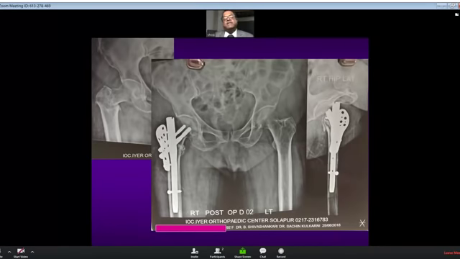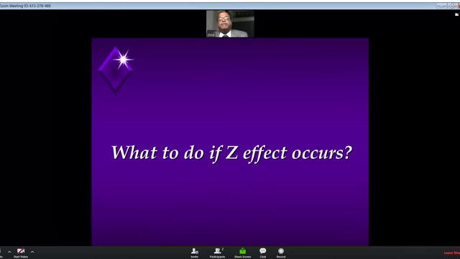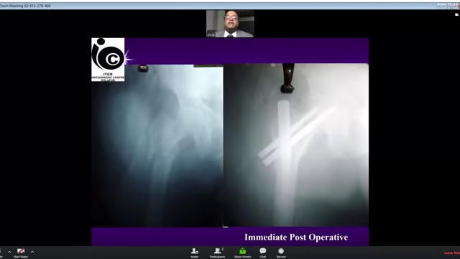If the lateral wall is missing, either you can use a plate or a washer and compress against that, or you can even compress against the nail as shown earlier. So now the detection technique, and also the screw position, and also how to compress the fractures, we know how we can minimize the Z effect. The last part of my talk is what to do if Z effect happens in the patient despite all this.